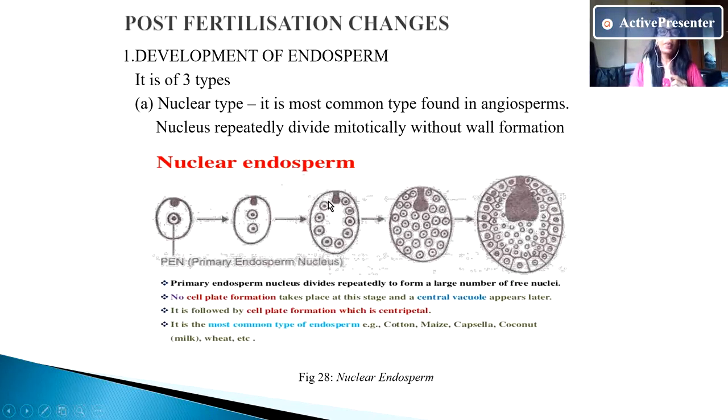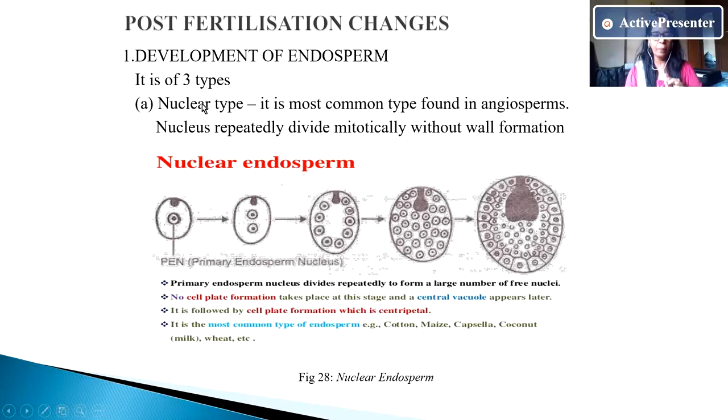Then after fertilization, what happens inside the ovule? Post fertilization, so many changes will be there. The ovary part converts to fruit, which we study afterward. The ovule converts to seed. Inside the ovule, the post fertilization changes, that is inside the female gametophyte, are development of endosperm and development of embryo. So development of endosperm, we'll see first.